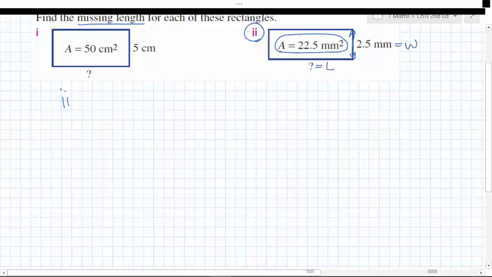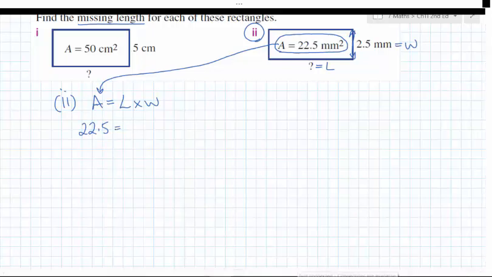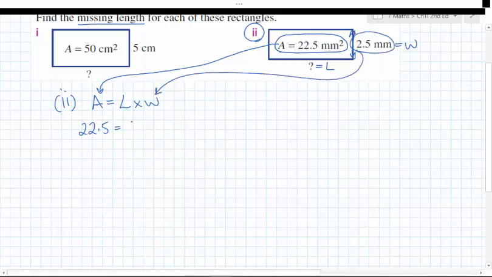So I know that if I think about the area of a rectangle, area is equal to length times width. I know my area, so I can sub that in there: 22.5 is equal to my width, which in this instance is 2.5. So I can sub that into where the width is, so I have length times 2.5.